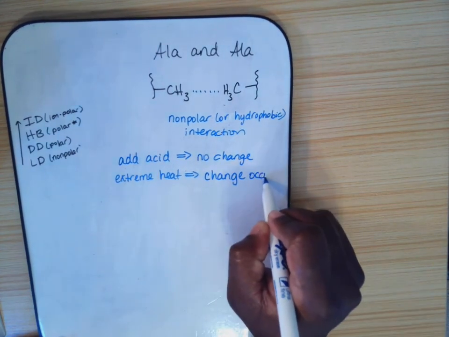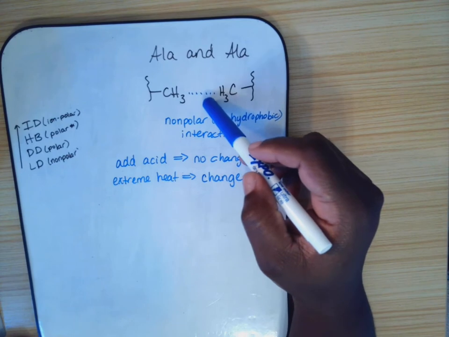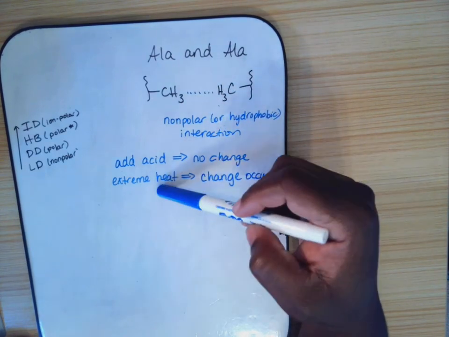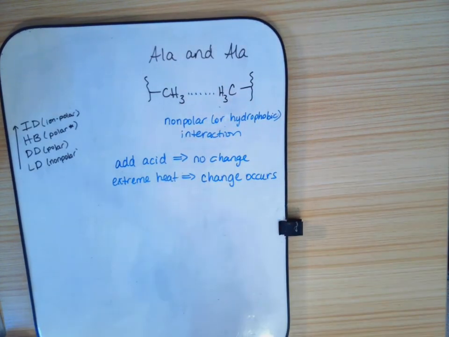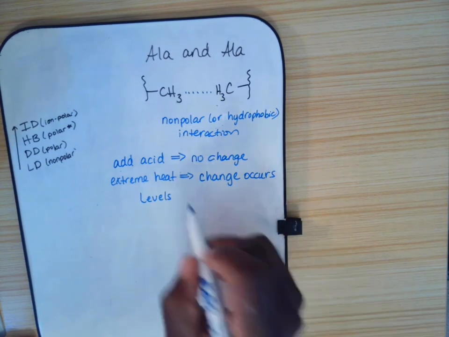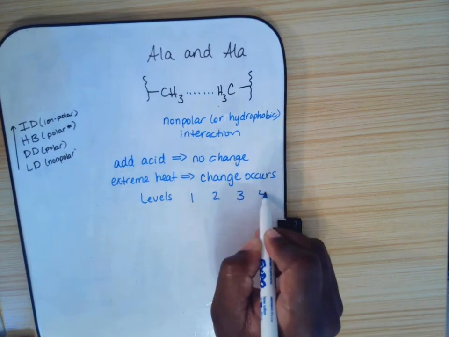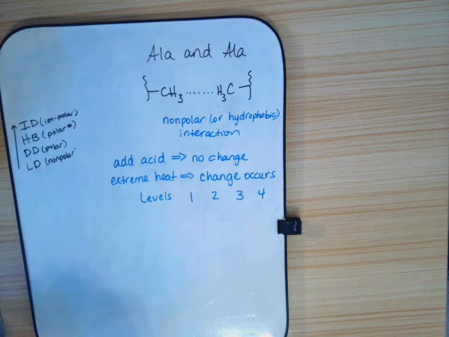So a change would occur in extreme heat because this is a weak interaction. So that energy is going to be able to break that weak interaction. Because we are seeing a change in this interaction, we could think about what levels will be disrupted. So I'm going to just put up all four: 1, 2, 3, 4. So primary, secondary, tertiary, quaternary.